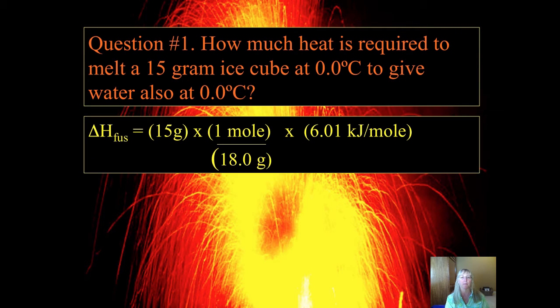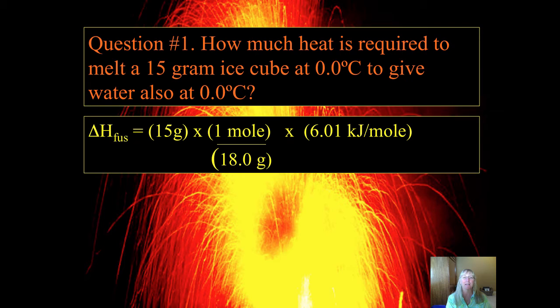So here's the setup. Take a moment, crunch those numbers. You're going to have less than a mole since 15 is smaller than 18. And when you do your number crunching, moles will cancel out, so at the end, all you'll be left with is kilojoules. That's right, I'm waiting for you to do the work.